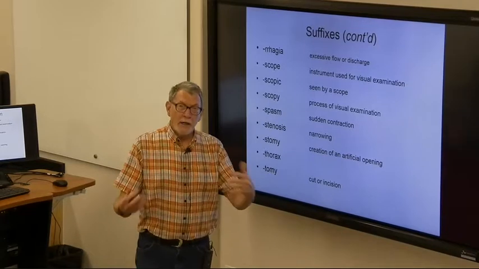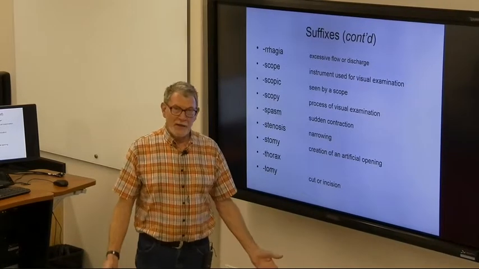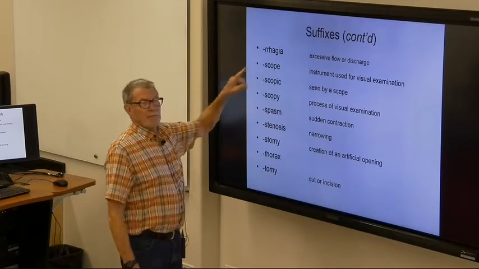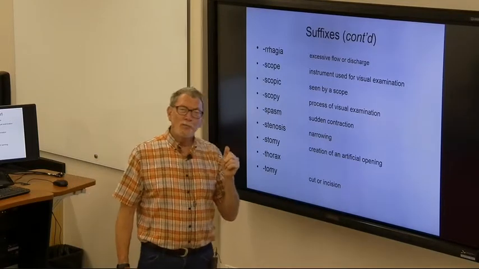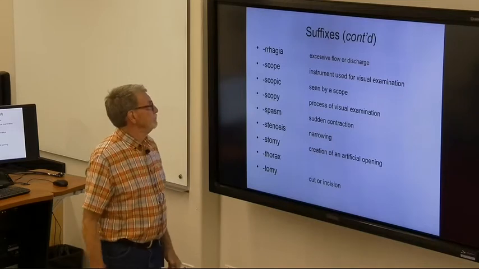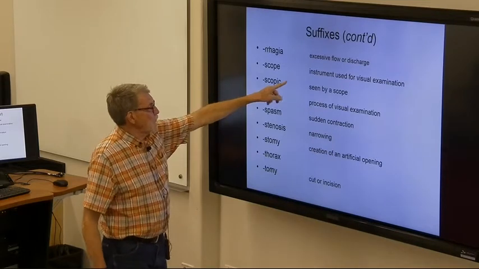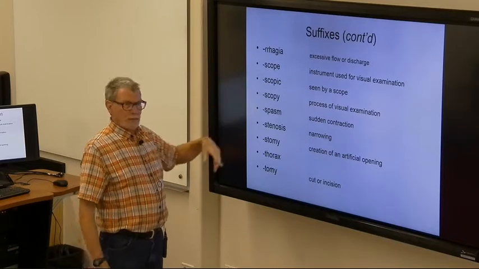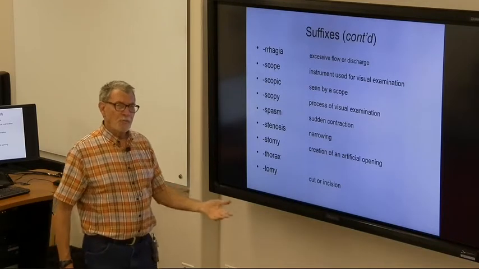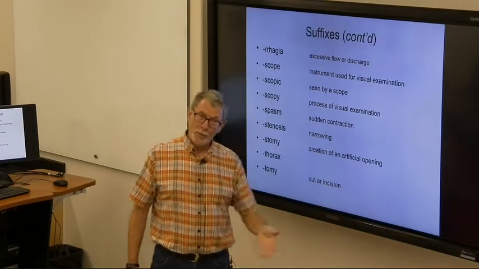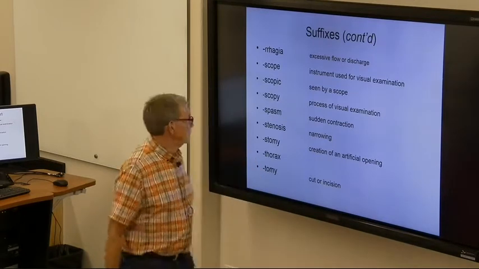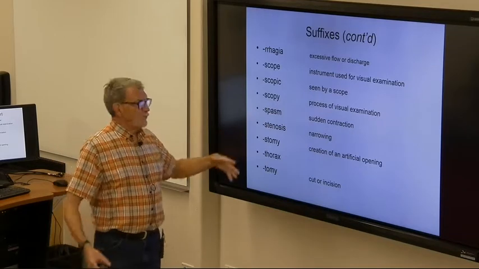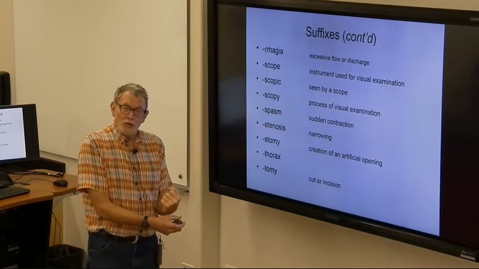We know that rhea means flow of anything, diarrhea. Rhagia is a flow of blood, flow of blood. A scope is the instrument to visually look at something. Scopic is something that was seen by a scope, so this is a microscopic image, you know. Scopy, the process.